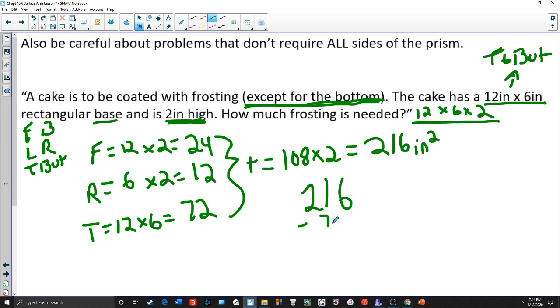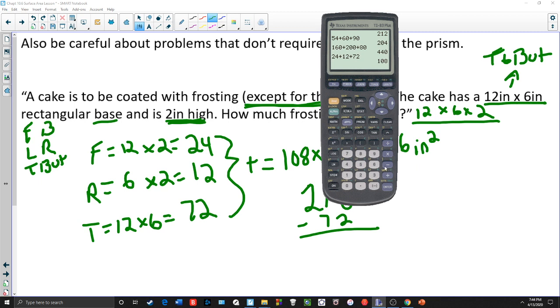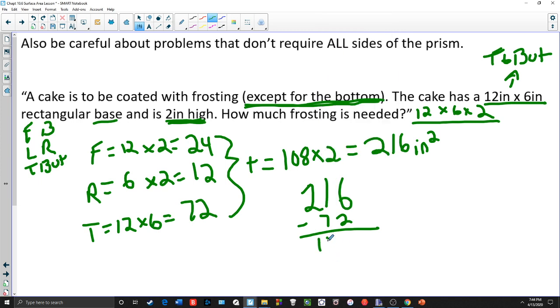So subtract 72, because again, that's what 12 by 6 is. So minus 72, and we get 216 minus 72, and we get 144. So this would be the actual amount of frosting I would need to frost this cake, because I'm not going to frost the bottom slice there.